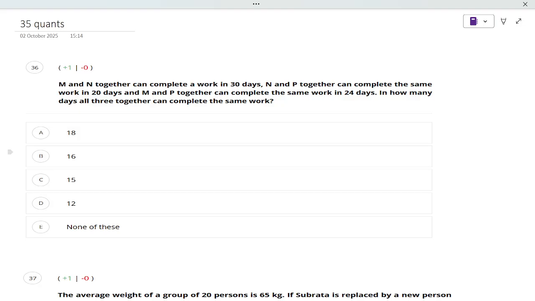M and N together can complete the work in 30 days. N and B together can complete the same work in 20 days. Alright. So this one is from time and work. Now the question is asking us to find in how many days all three together can complete the same work. So here, as per the question, M plus N can complete the work in 30 days.